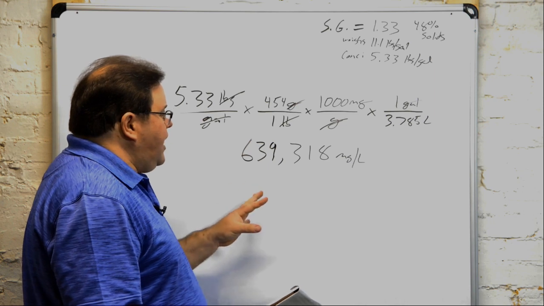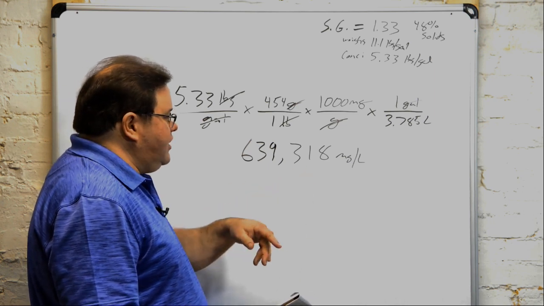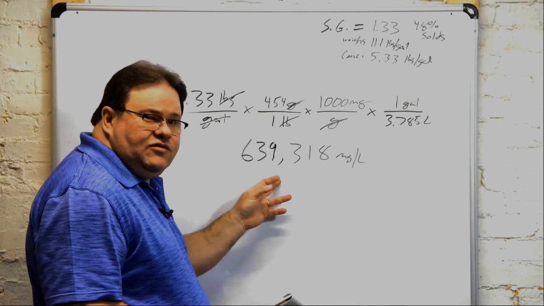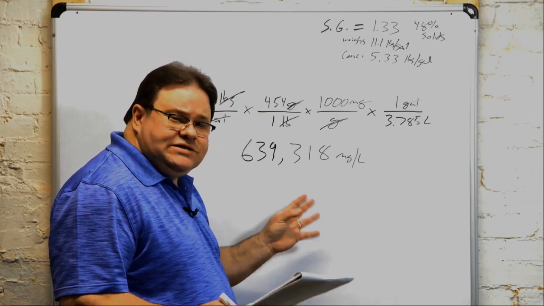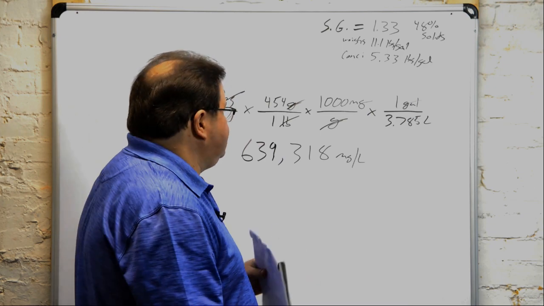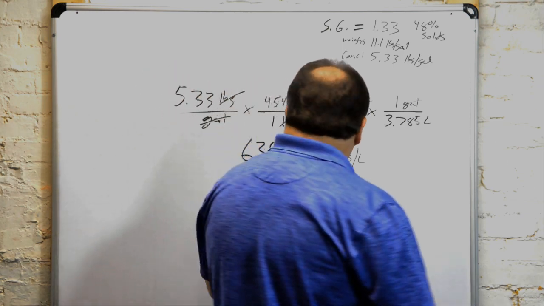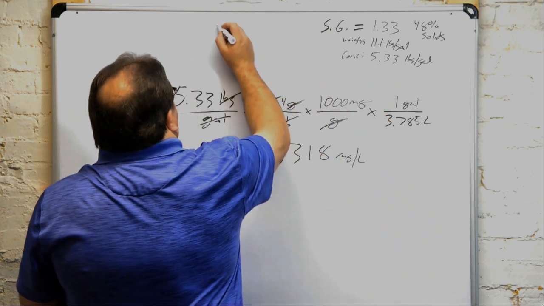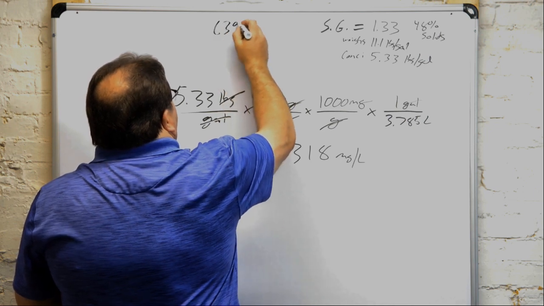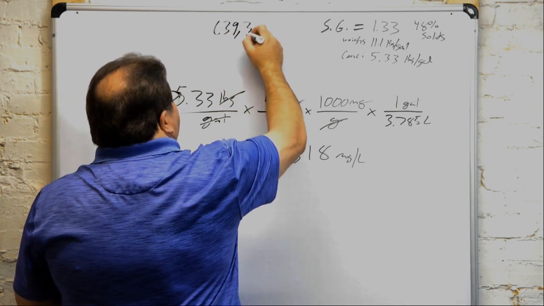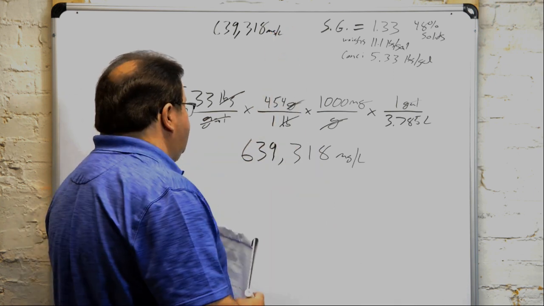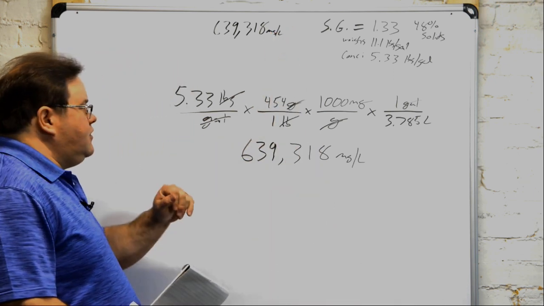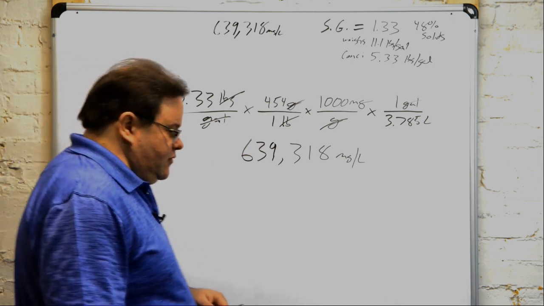So we need to know now how much of this highly concentrated solution we need to add to 1 liter of distilled water, so we'll have 1 liter of our 10,000 part per million stock solution. So we're going to write that number up here, 639,318 milligrams per liter. Give you a second here so you can see that. Pause if you want to.